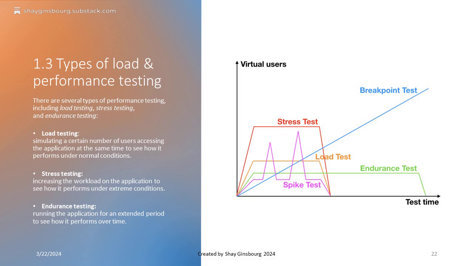Objective: evaluate long-term performance and stability. Key focus: detect memory leaks, performance degradation, or resource exhaustion over time. Scenario: continuous usage, such as a social media platform running 24/7. Remember, each type serves a specific purpose in ensuring your application's reliability and optimal performance.